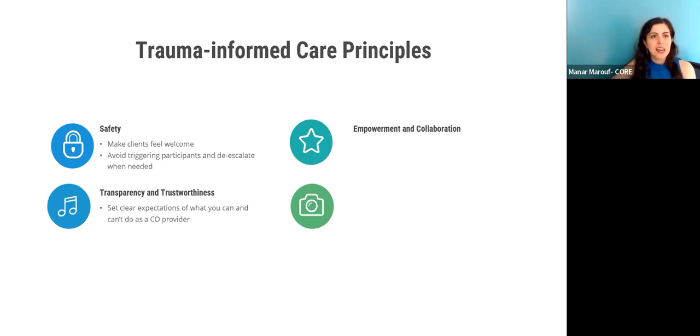The third principle is empowerment and collaboration. The way resettlement services are established in the United States can sometimes create a feeling of power imbalance between newcomers and service providers. The kind of relationship feels like, you come here, I tell you what you need to do because I know what's better for you, and you should do what I tell you.